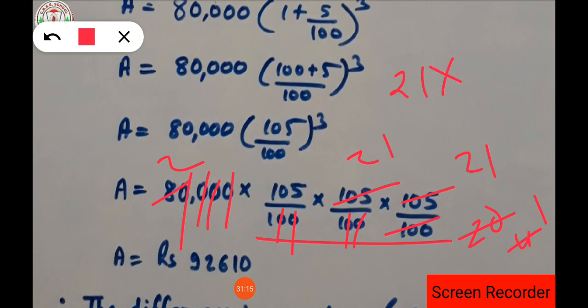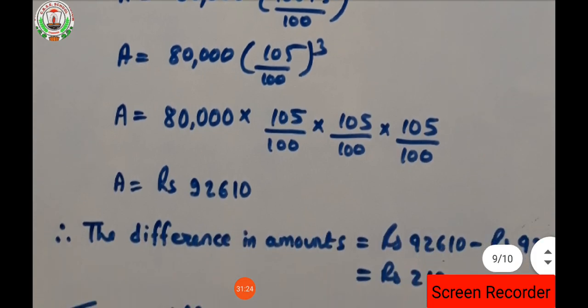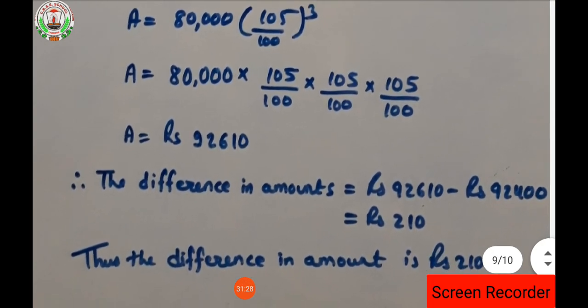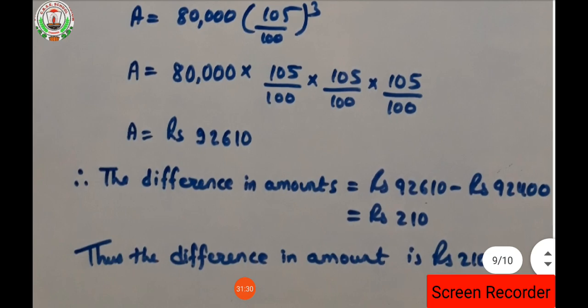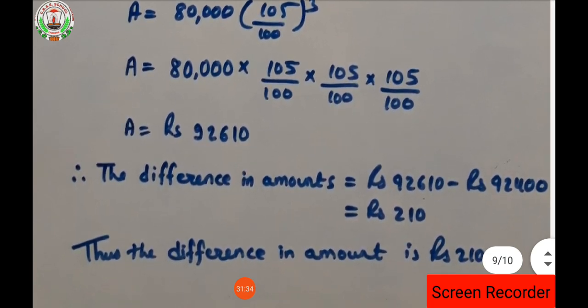Number is 21 into 21 into 2. While multiplying this number, we will get 92,610 rupees as an amount. Now since the question is asking about the difference in amount, both the amount when compounded annually and compounded half yearly, we will take the subtraction of both the amounts.